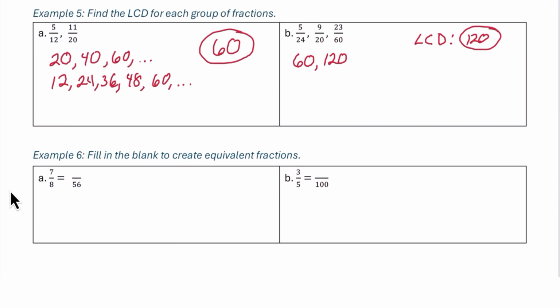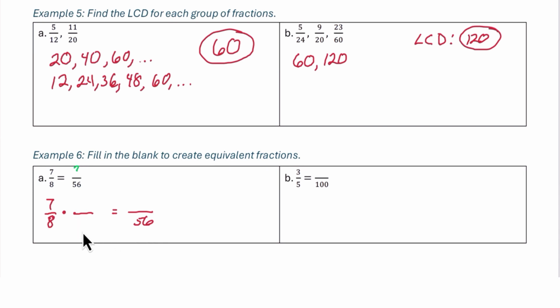In example 6, we're trying to fill in the blank. We want to figure out what number this is to get the equivalent fraction. So what number has to go here? There's a couple different ways to do this. For now, we're going to do it just by asking, what do we have to multiply 8 by to get 56? What number goes here? 8 times what gives us 56? And that number must be 7.